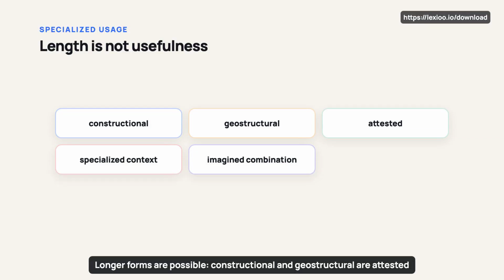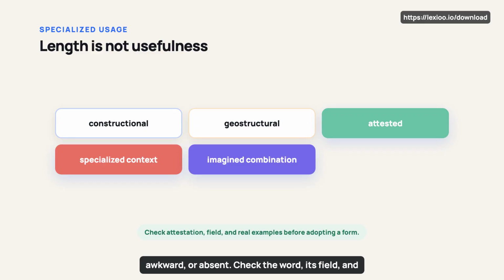Longer forms are possible. Constructional and geostructural are attested in specialized contexts, but length alone does not make a word useful. An imaginable combination may be rare, awkward, or absent. Check the word, its field, and a real example before you adopt it.